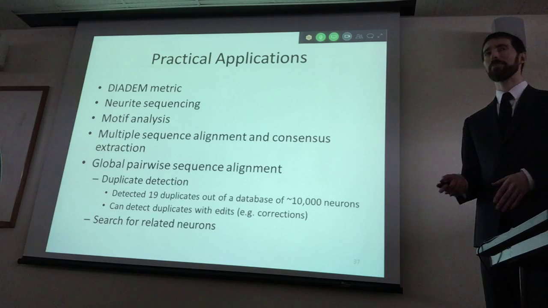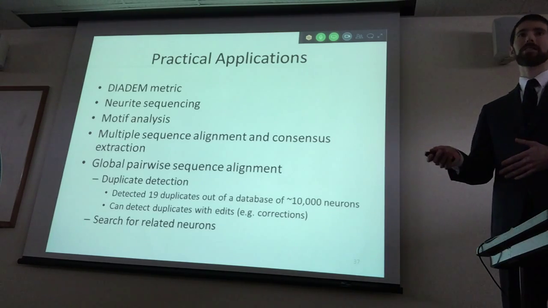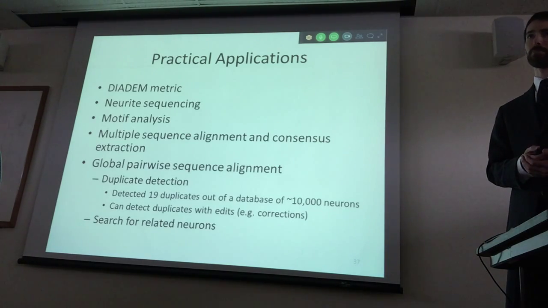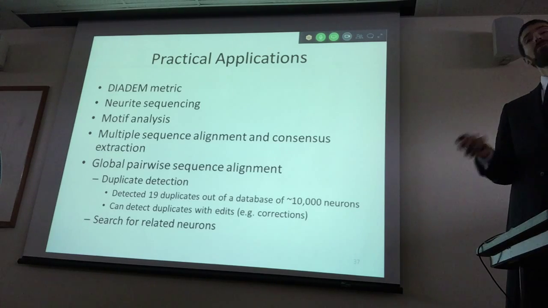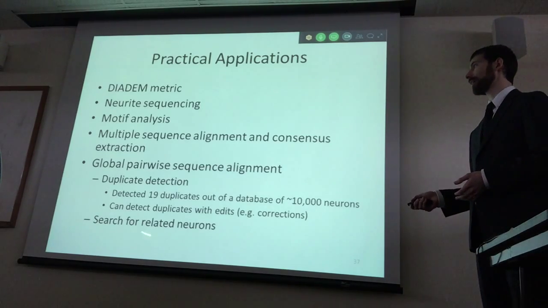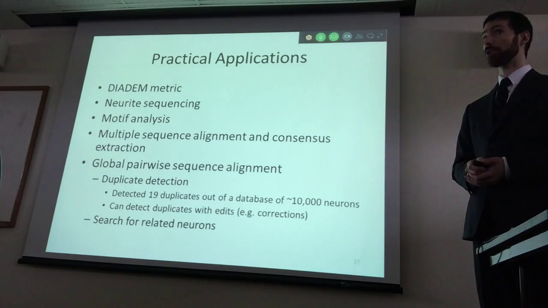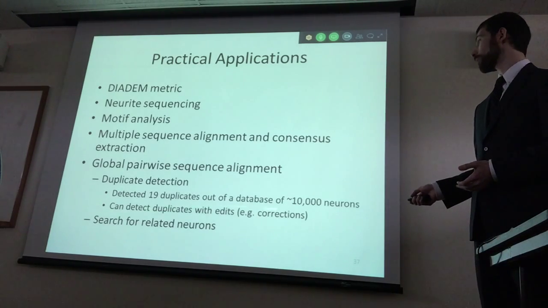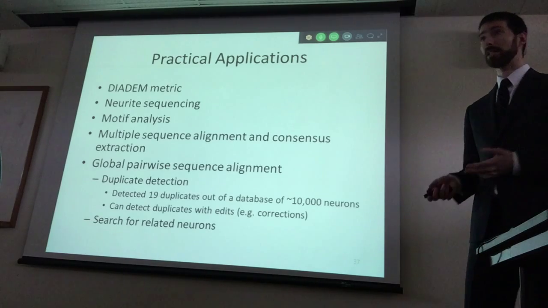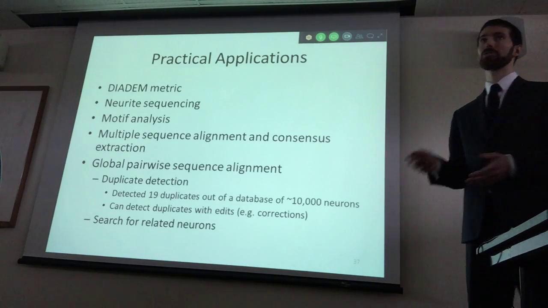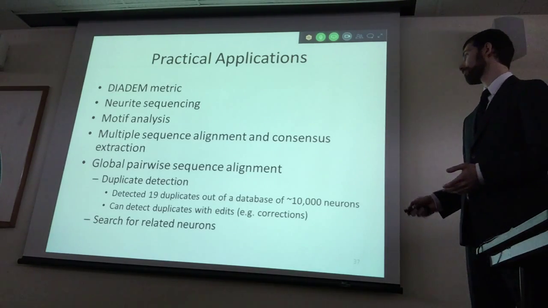Curation of a database is important. If at some point you have two neurons that both come in that happen to be the same but different reconstructions, you want to be able to detect that. And so we actually did detect 19 duplicates in the process of just looking through the data. We were able to weed those out of the 10,000 neurons in the database at the time. And we'll be looking to insert that into the pipeline in the future.